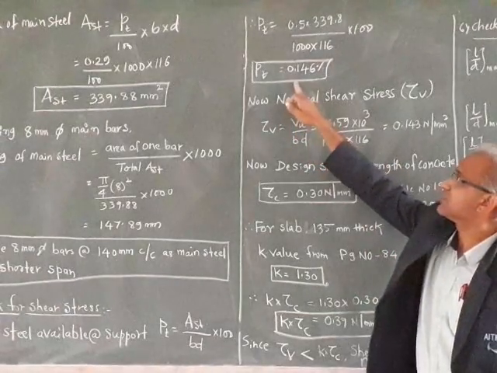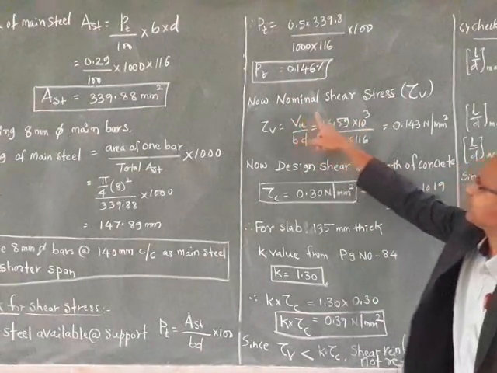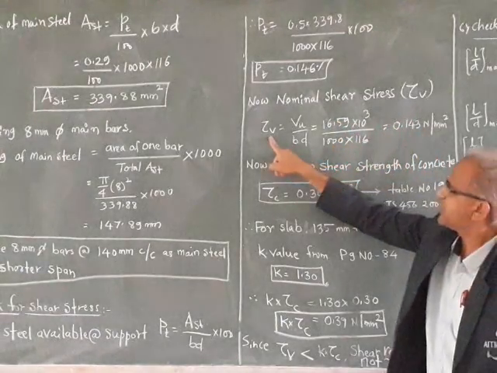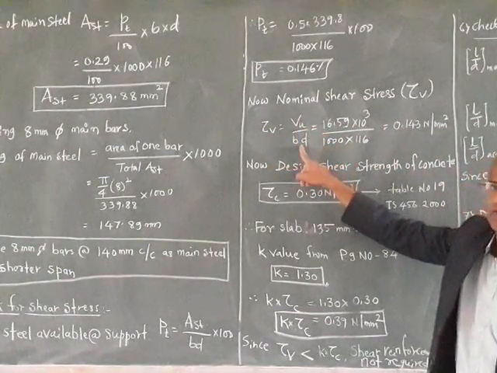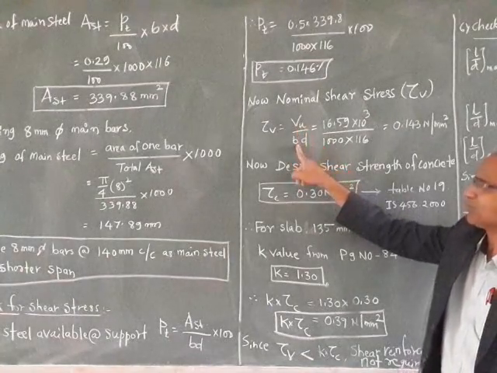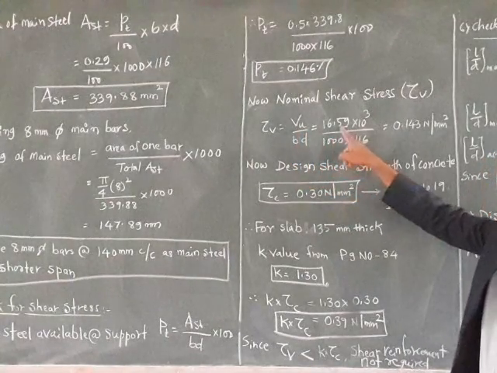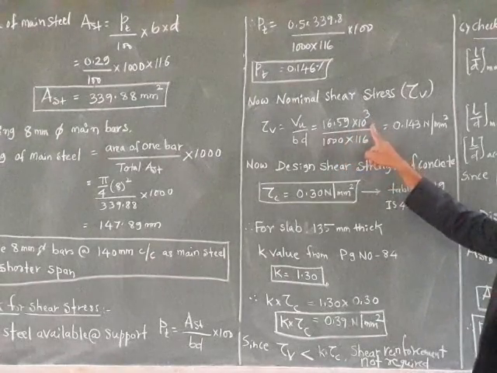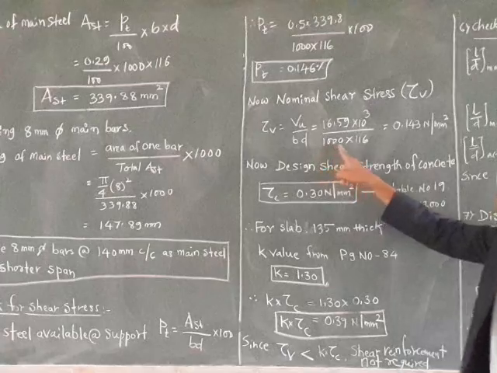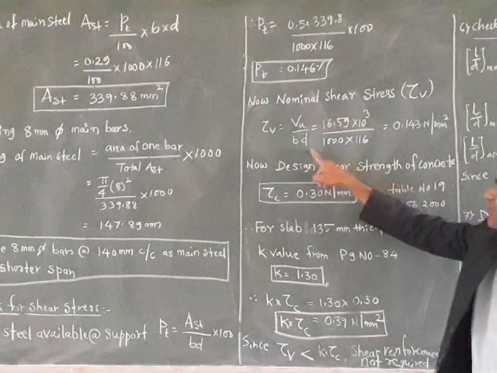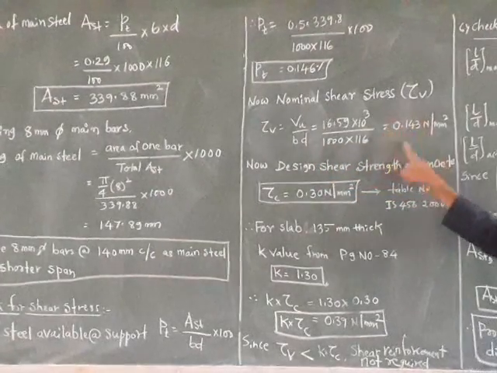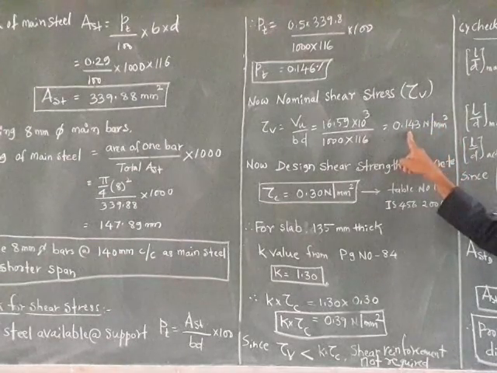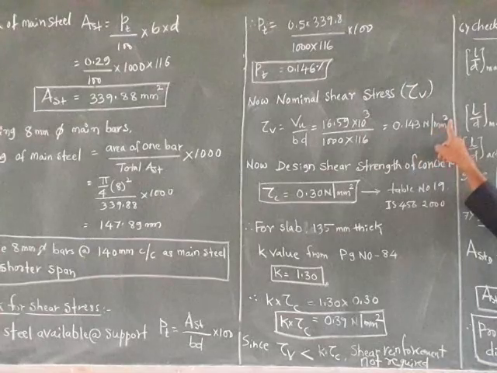Now, for this steel, let us calculate the nominal shear stress tau v. Shear stress is equal to force divided by area. So that is Vu by b into d. So shear force 16.59 into 10 to the power of 3 Newton divided by b is 1000 into 116, effective depth of the slab. So nominal shear stress comes out as 0.143 Newton per mm square.